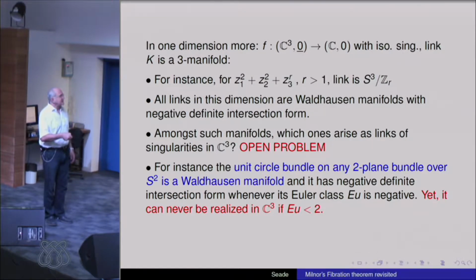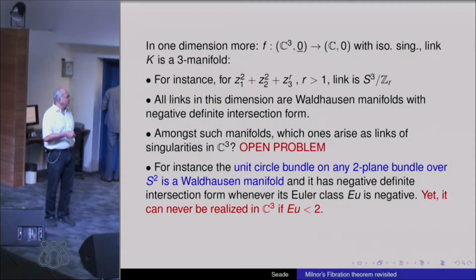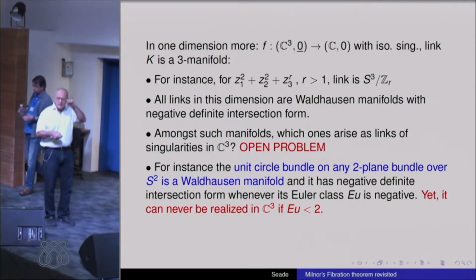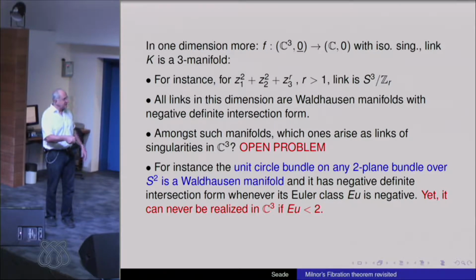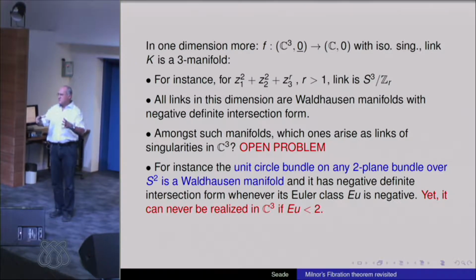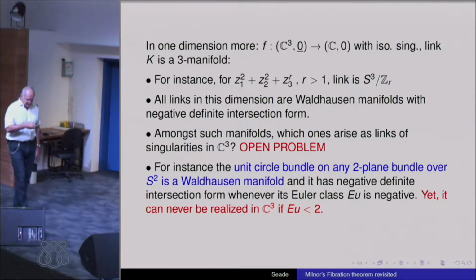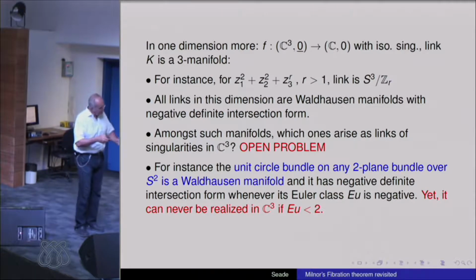For instance, take any 2-dimensional oriented plane bundle over S2, and take the unit circle bundle. So in each 2-plane, you take a circle. So for each point in the sphere, you have a circle, and what you get is a 3-manifold. If your bundle has negative Euler class, this is a Waldhausen manifold with negative definite intersection form. Yet, these very simple manifolds, the circle bundles over the sphere, cannot be realized as links of singularities in C3. Okay, so this is just an example. This is a very interesting question. In higher dimension, there's a lot more to say, but I will move to something else.